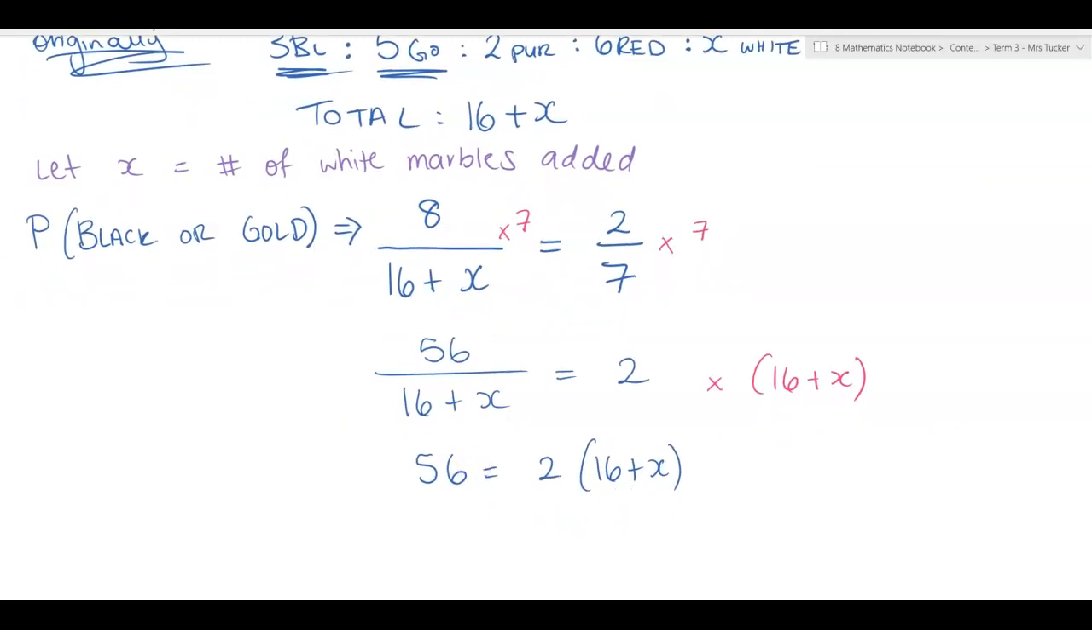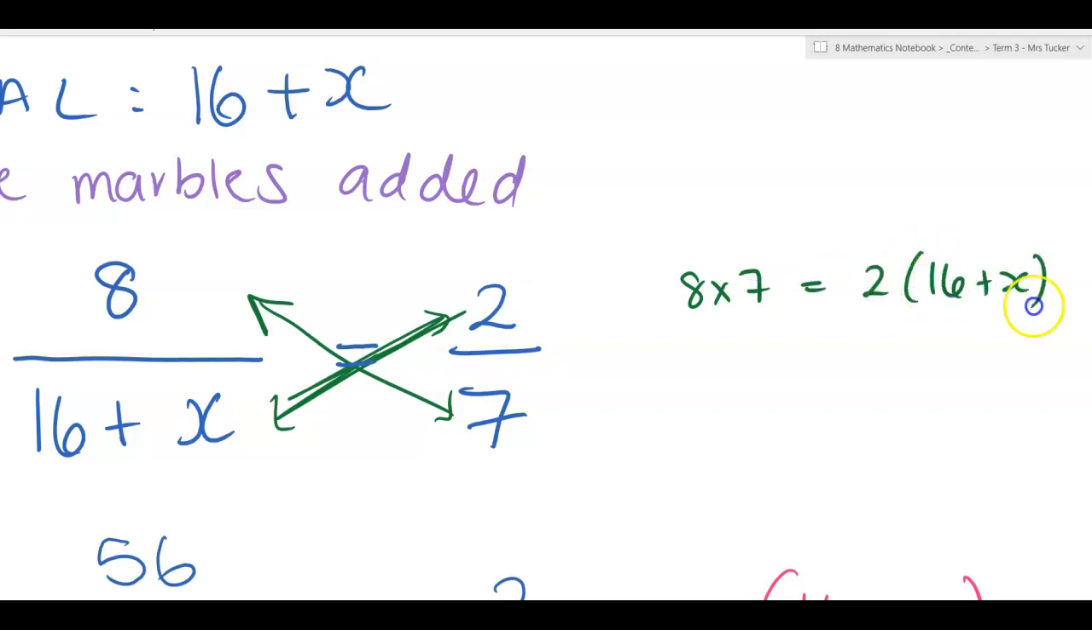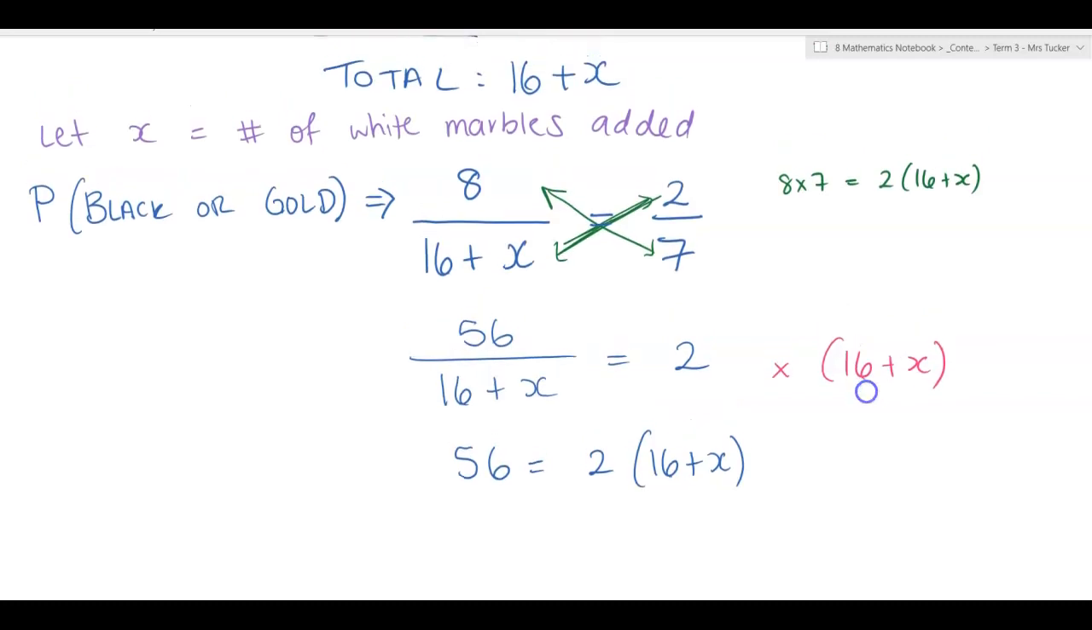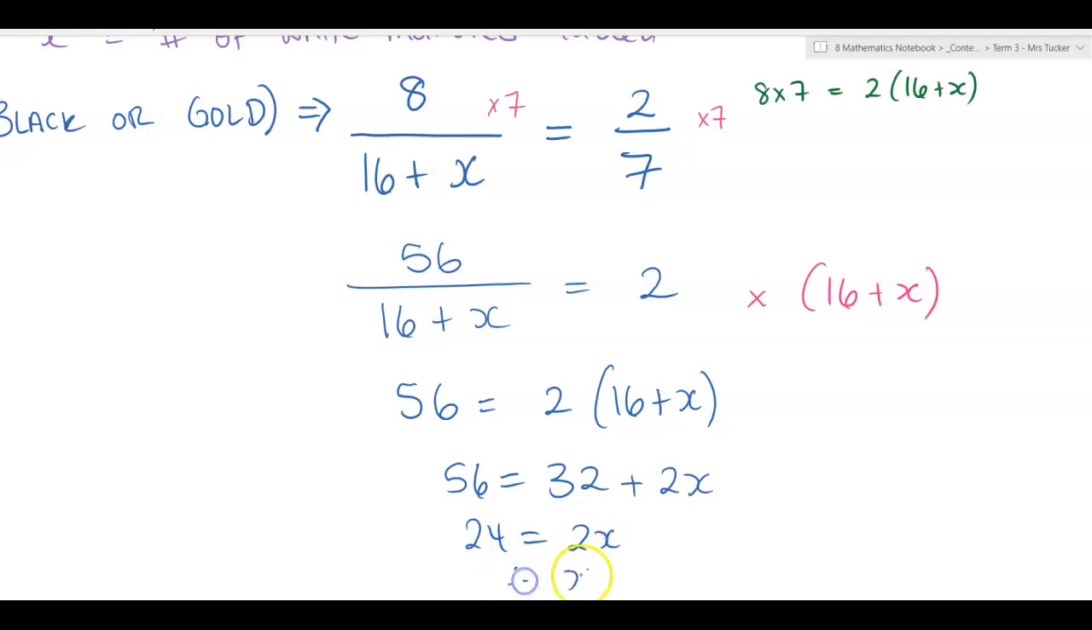Now, your quick method, when you have fractions like this and we've got them equal to each other, the quick way to solve is you just times the diagonals. So you get 8 times 7 on one side and 2 times 16 plus x on the other side, which is exactly what we've got down here now. 56 equals 2 times 16 plus x. All right, so we've done that, and now we're almost there. We get 56 equals 16 times 2, which is 32, plus 2x. Minus 32 from both sides, we get 24 equals 2x. Therefore, x equals 12.